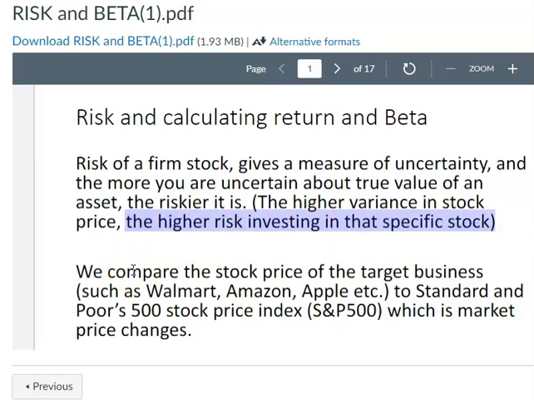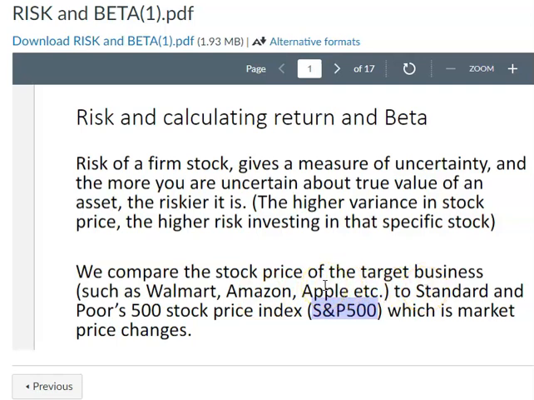For this class, we're going to use the S&P 500 as the index price, which is the market price changes. The main reason is that the S&P 500 is considered more stable, and we want to see if there is a unit change in the S&P 500 price, what's the change in the beta of other companies like Walmart, Amazon, Apple, etc. So that's the main goal.